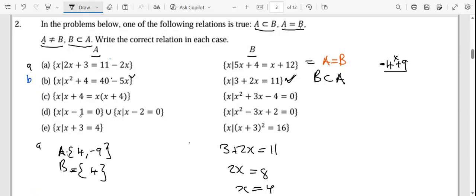Then are you confused with this one? Is this confusing? All right. So what you do with this one, here you combine the two. Okay. So you solve here. Okay, let me solve it for you.